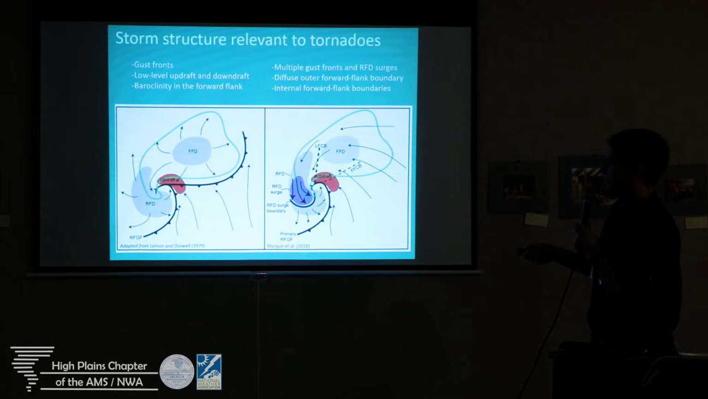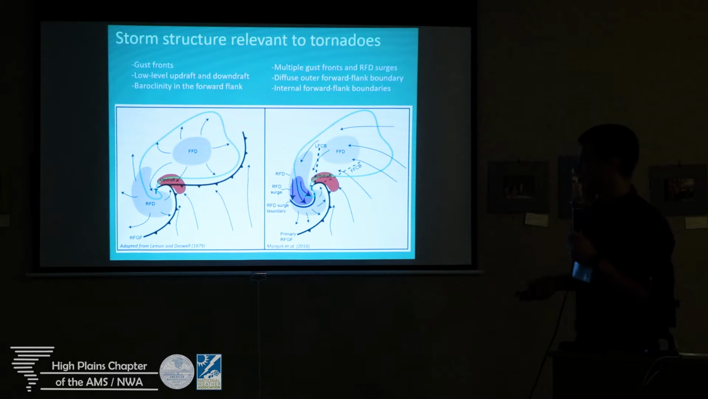Most of what I'm going to talk about here today is focusing on this region right here, so I'm not talking very much about this, but mostly about the behavior of these rear flank downdraft surges and the mesocyclone and the updraft and downdraft all located around the tornado after the tornado was formed.